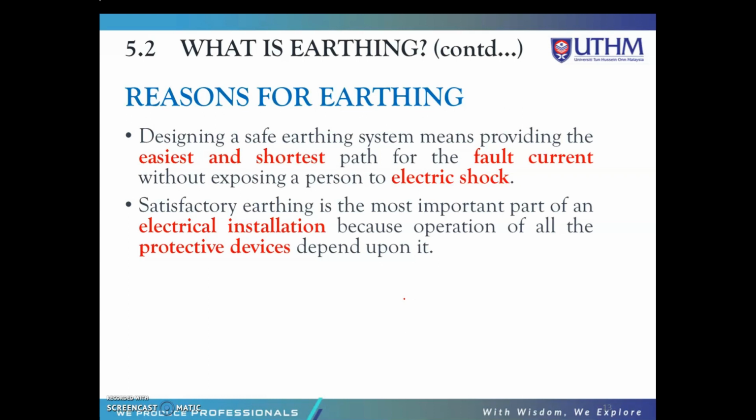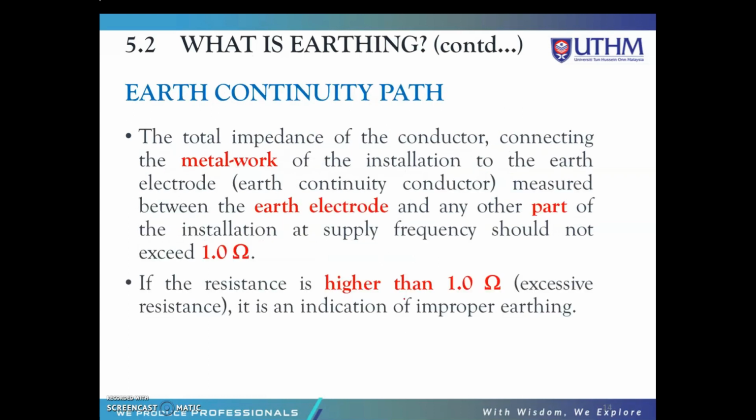Okay, so reasons for earthing. Why we need this earthing system? Designing a safe earthing system means providing the easiest and shortest path for the fault current without exposing a person to electric shock. Okay, more on the protection for the human being. Satisfactory earthing is the most important part of an electrical installation because operation of all the protective devices depends upon the earthing system.